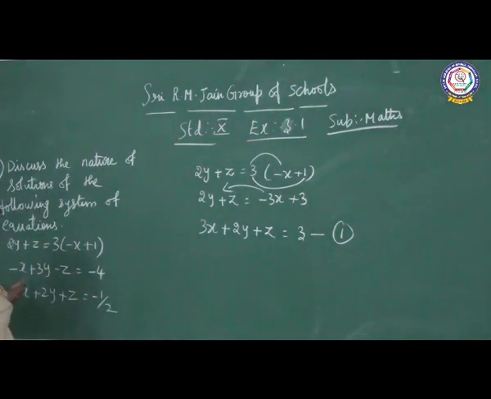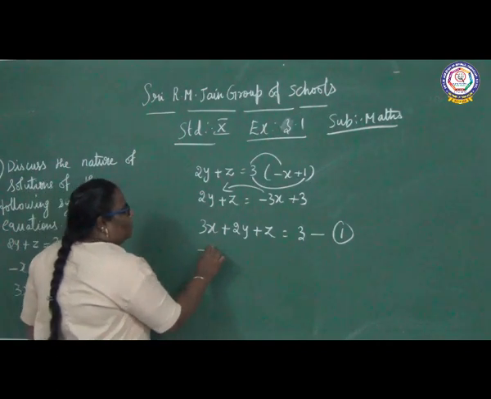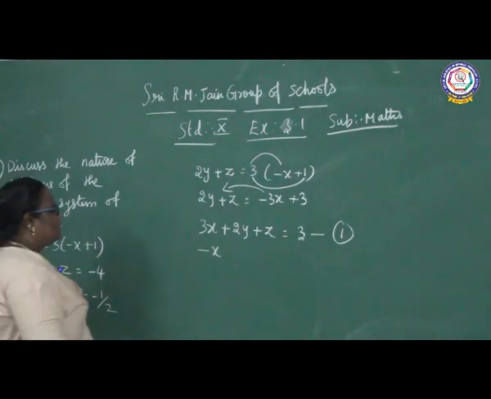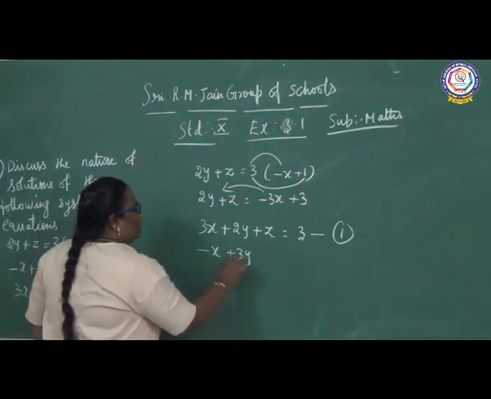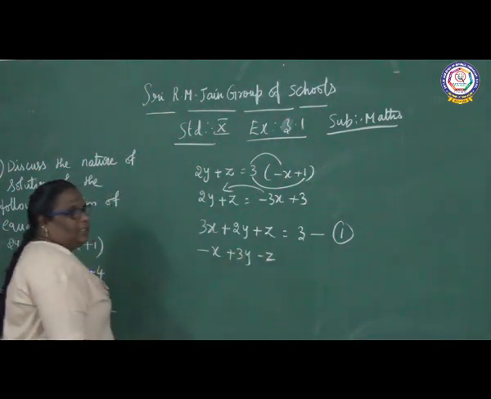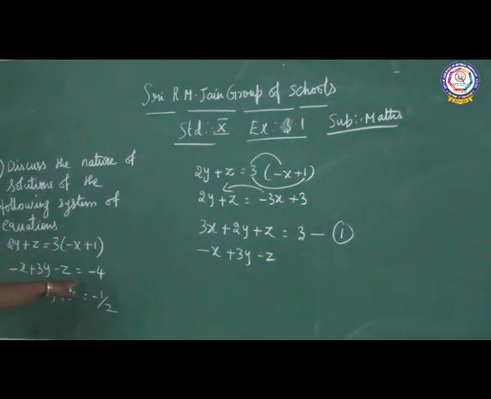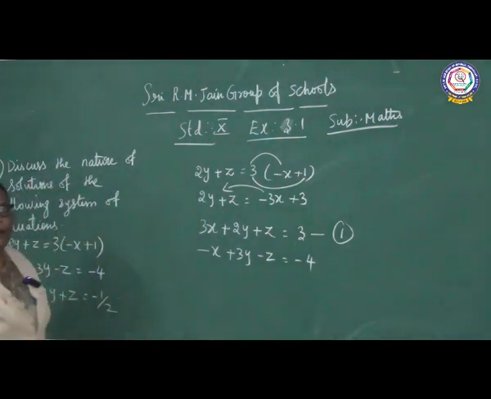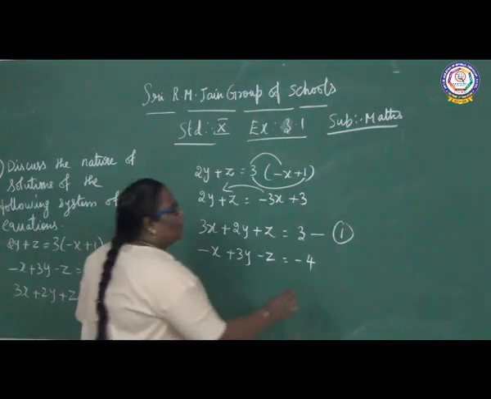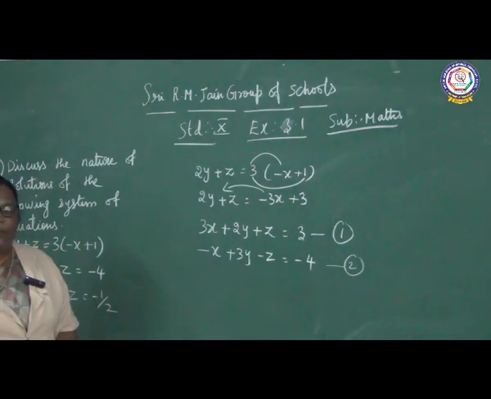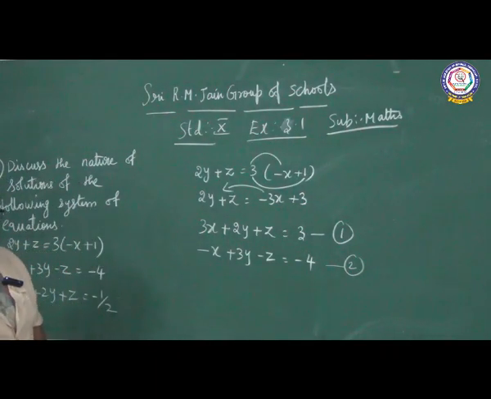What is the second equation? Minus x plus 3y minus z equal to minus 4. You can take it as the second equation.